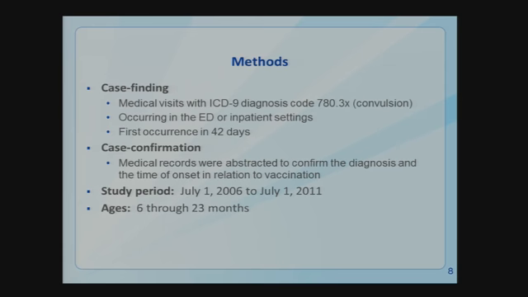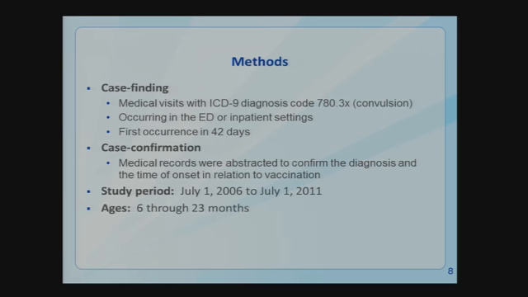So the methods we used to find febrile seizure cases, we looked for any medical visit with an ICD-9 diagnosis code of 780.3, which is convulsion or febrile seizure, occurring specifically in the ED or inpatient settings. And it had to be the first occurrence of the code in 42 days to find incident events and exclude any follow-up visits for previous events.